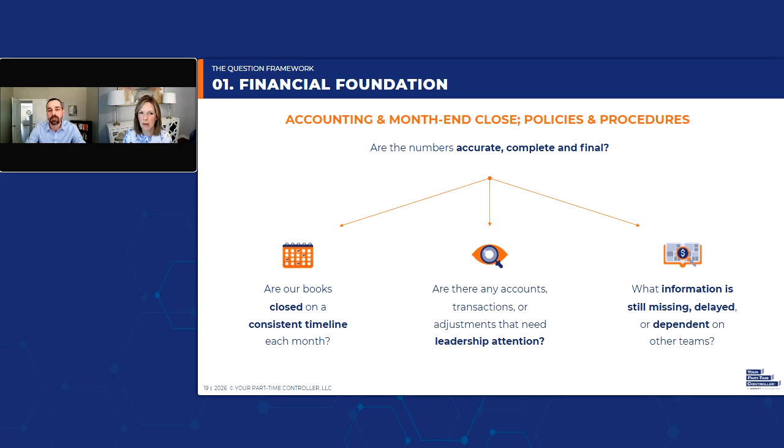Keep in mind that correct often isn't really the problem. Timing is. The numbers are often accurate, but simply not final yet, or they're waiting on one last reconciliation or a report from another team. A consistent close calendar is what lets leaders trust that when the numbers land, they're done.